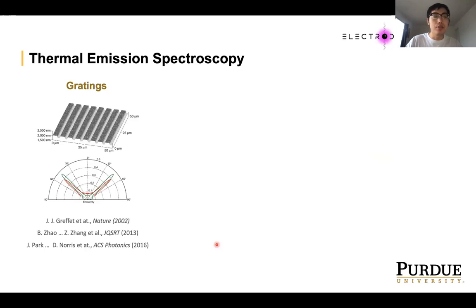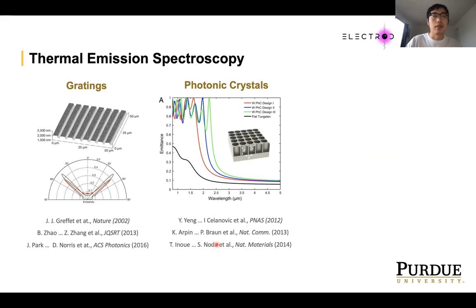Coming to the next slide, I want to show some good examples of the works in this field. People have studied many interesting physics in thermal radiation. For example, the thermal radiation from grating structures can be highly directional and narrowband because of the diffraction. And the thermal radiation from photonic crystals can be strongly suppressed inside the band gap and get enhanced at the frequencies of the photonic band.